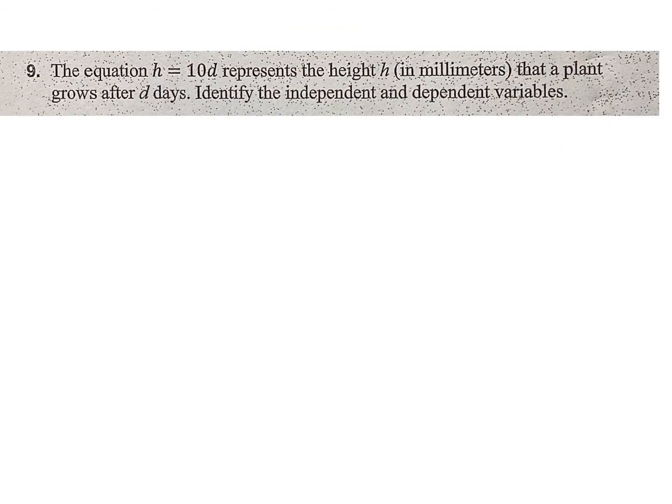All right, number 9, the equation h equals 10d represents the height, in millimeters, that a plant grows after d days. Identify the independent and the dependent variables. We know variables are letters, so h is a variable and d is a variable. Now we have to figure out which one depends on the other. We can only know h when we know d, because d times 10 will give us h. So h is completely dependent on whatever d is.